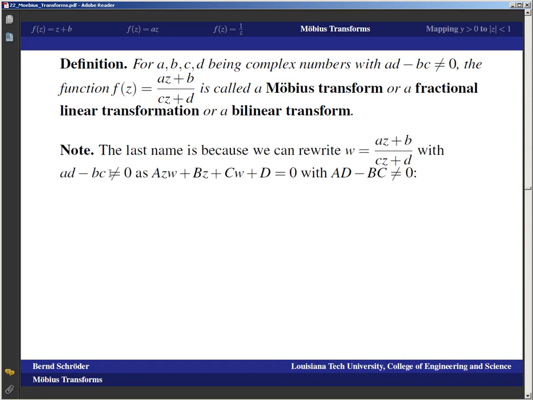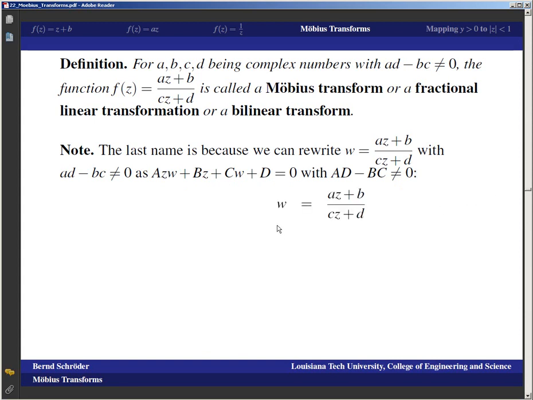So note, the last name, the bilinear transform, is because we can rewrite w equals az plus b over cz plus d with ad minus bc not equal 0 as azw plus bz plus cw plus d equals 0, where ad minus bc is not equal 0. We're actually going to show that. But basically then this is something that is linear in z, it's linear in w, but it's not linear in both. So it's something that people then often call bilinear.